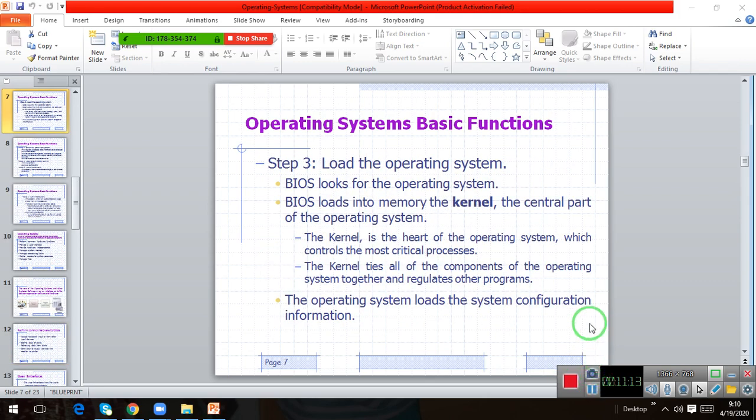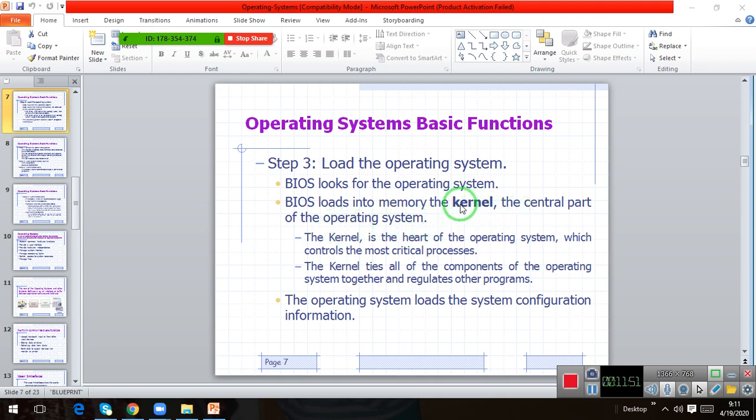Okay, so operating system basic functions. Now we're talking about the third step. After performing the power on self test, we go to the third one, known as load operating system. If the POST test is successful, then the operating system is loaded. So BIOS looks for the operating system. Obviously, BIOS, the basic input output system, is waiting for the operating system. So BIOS loads into memory the kernel, the central part of the operating system.